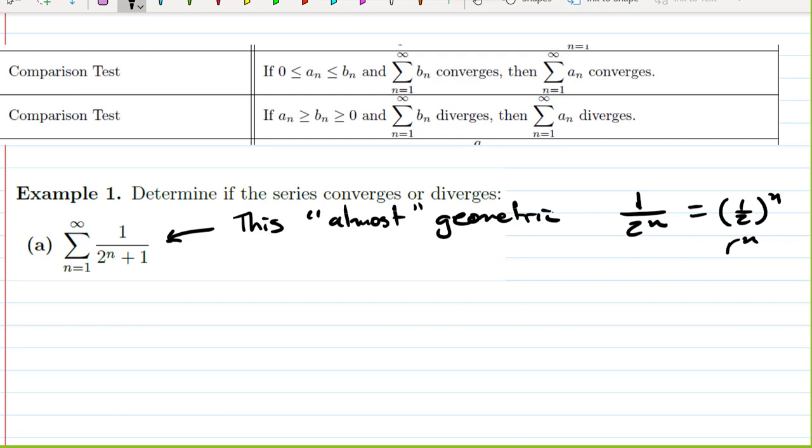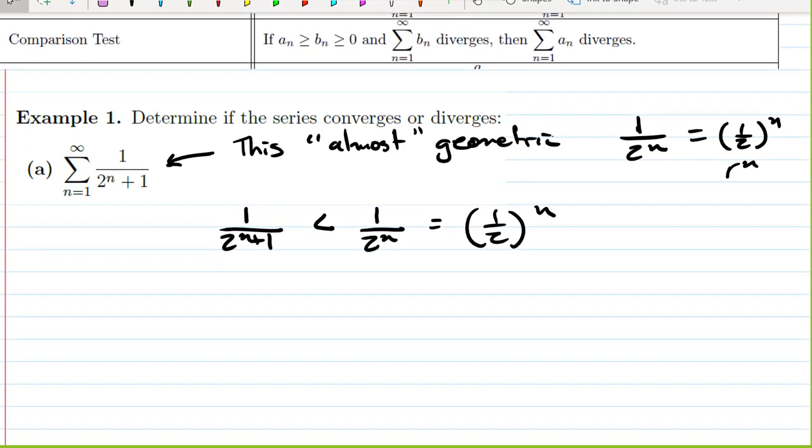But by comparison, we know that 1 over 2 to the n plus 1, since this is in the denominator, if you make the denominator bigger, it makes a fraction smaller. So 1 over 2 to the n plus 1 is less than 1 over 2 to the n, which is equal to (1/2) to the n. So then this gives us that 0 is less than or equal to 1 over 2 to the n plus 1, which is less than or equal to (1/2) to the n. So that's our an and our bn.